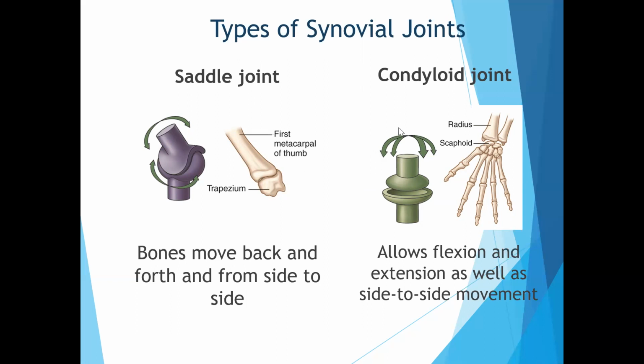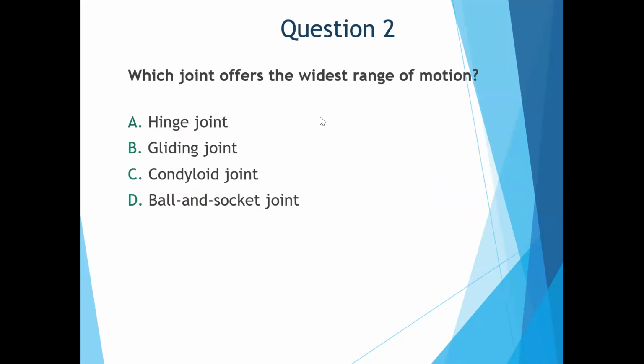Again, not the most common joint, but a condyloid joint will allow flexion extension as well as side to side movement. So not quite as much freedom as a ball and socket joint, but a little bit more than just back and forth. An example of this is where your forearm meets your wrist bones, where your radius and your scaphoid meet. Again, not a super common joint. Know what it is, but don't get overly concerned with these two.